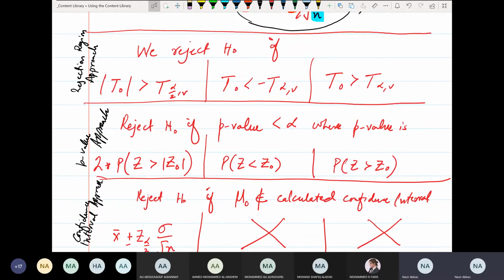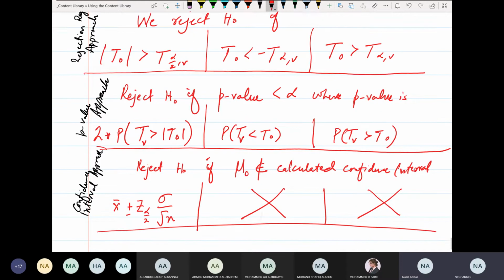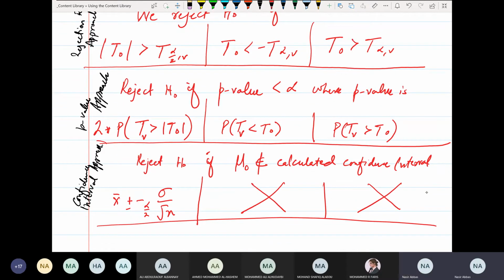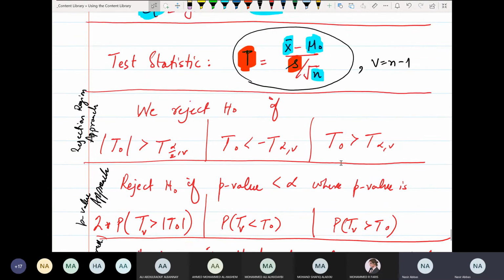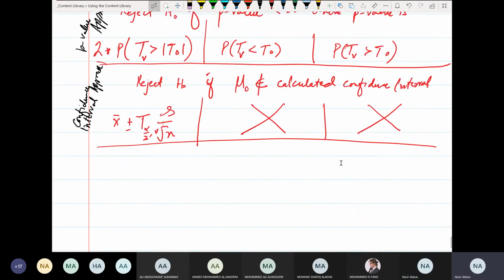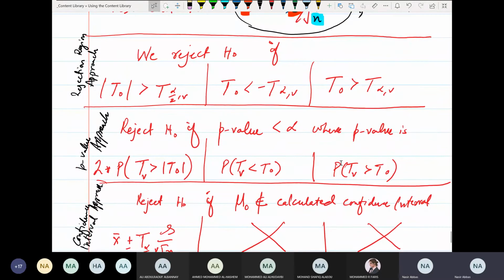Also in the p-value, I replaced everything by T. And also in the confidence interval, I'll replace it by T alpha by 2 with V degrees of freedom and sigma by S. So this is the whole map, whole thing about testing hypothesis when sigma is unknown.